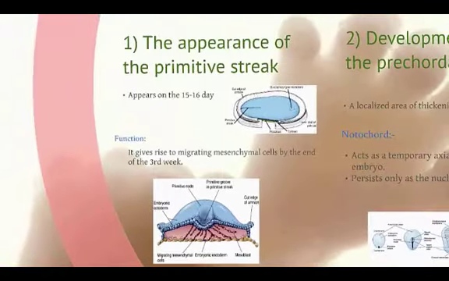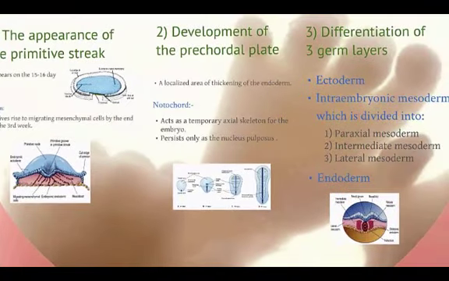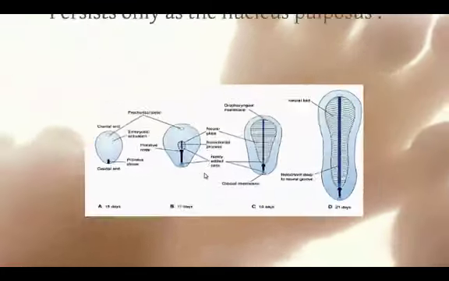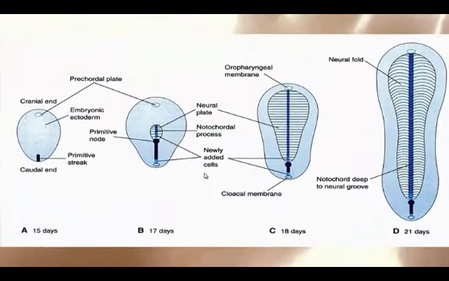Now we move on to the precordial plate. The precordial plate is a localized area of thickening of the endoderm. It indicates the future site of the mouth or the oropharyngeal membrane. It is an important organizer of the head. Now the notochord. The notochord acts as a temporary axial skeleton for the embryo. It will later on be replaced by the vertebral column.